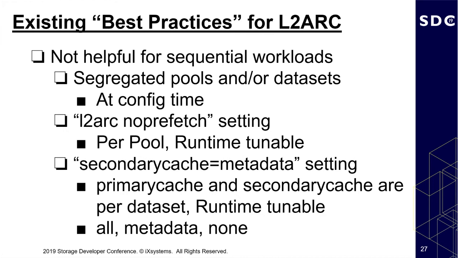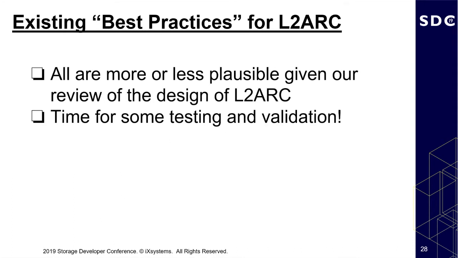And then a lot of people say set the secondary cache so that only metadata gets into the L2ARC for those pools and data sets that are doing streaming workloads. So even though you've got these large streaming files, you may not be hitting the data blocks very much, let's just put the metadata in there, and that's going to help. So we're going to try and validate some of these. But they all seem more or less plausible given what we've learned about the architecture.